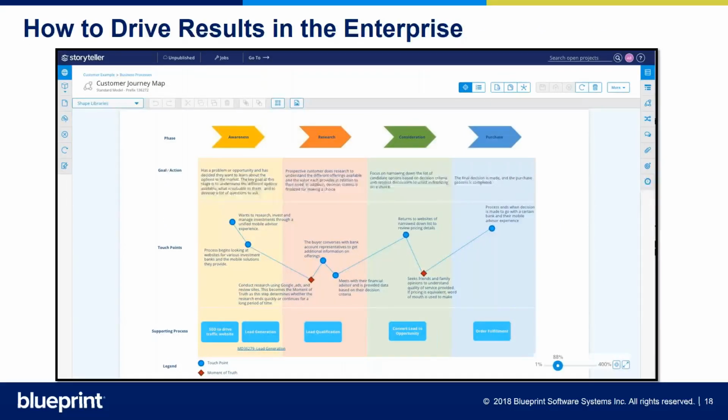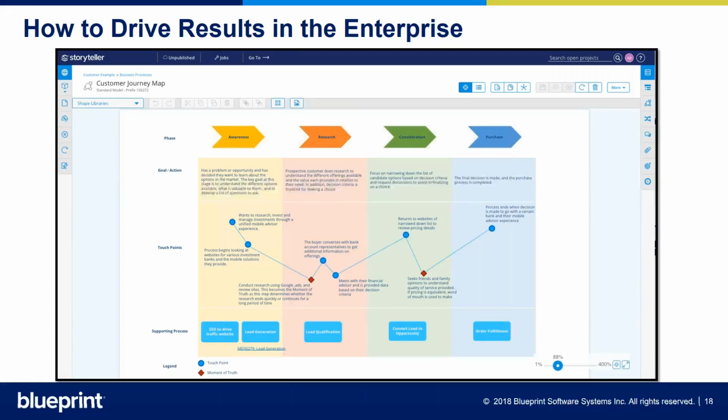Next, we want to talk about how to drive results in the enterprise and really focus in on an example here on this customer journey map, right? So here, let's talk about the phases. We have a customer that's going through an awareness phase, then a research phase, consideration, and then finally a purchase, sorry.